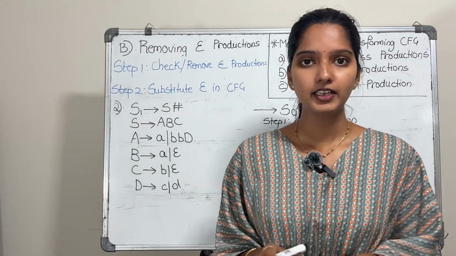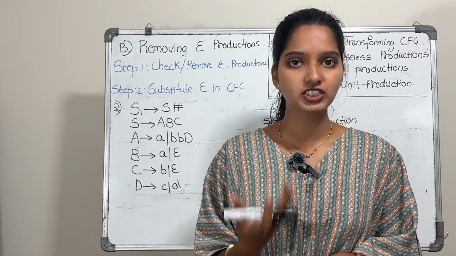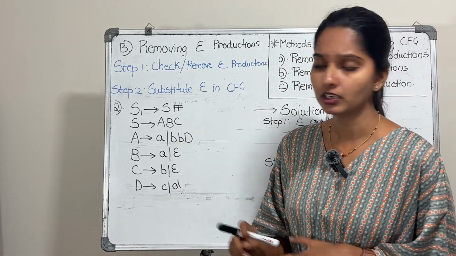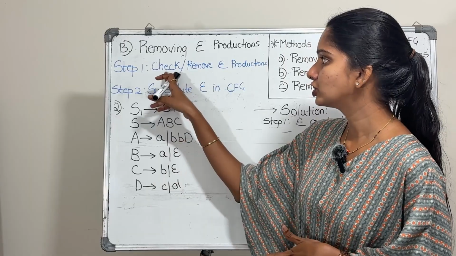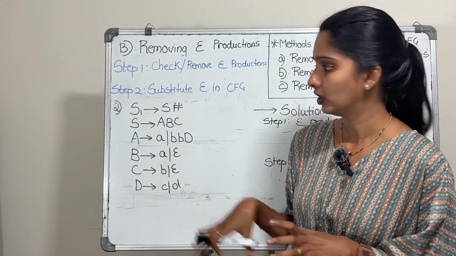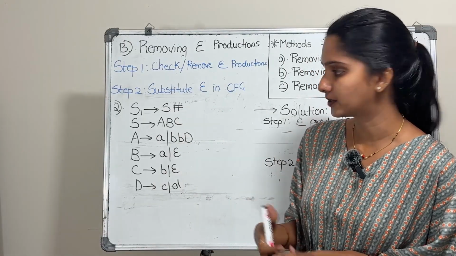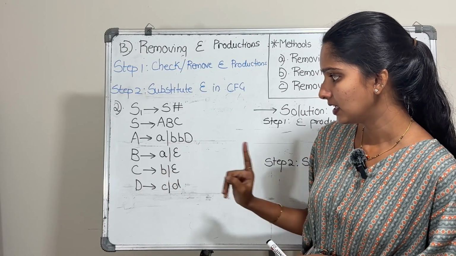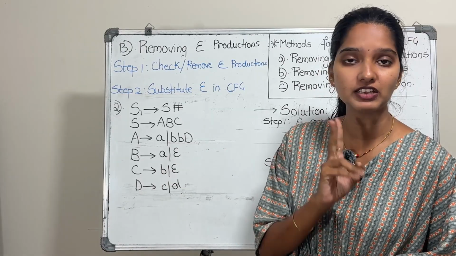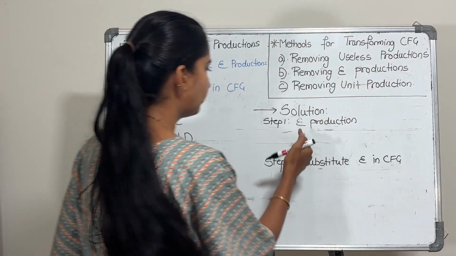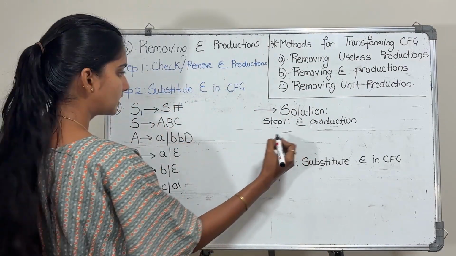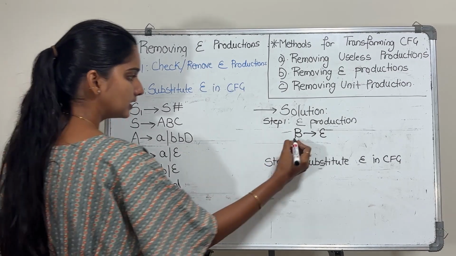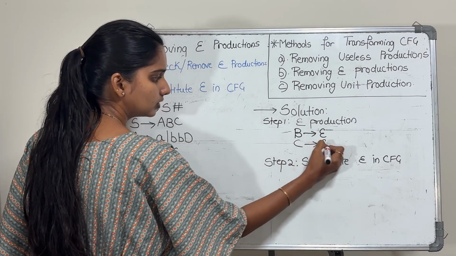Here I have taken one more example to help you understand more clearly how to remove epsilon production. This is the grammar I have taken. What is the first step? You check and remove the epsilon production. Check which production is giving me epsilon. Over here, B is giving me epsilon and C is giving me epsilon. These are the two productions giving epsilon, so first you remove B tends to epsilon and C tends to epsilon.